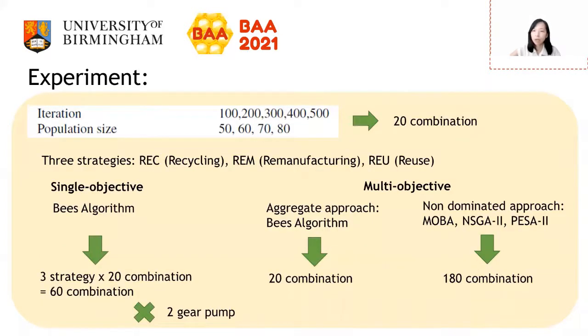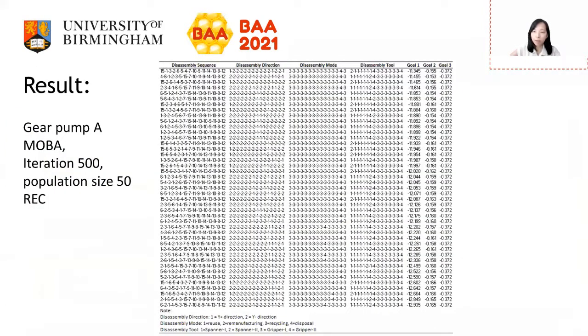This slide shows the experiment conducted for this study. There are 20 different combinations of iteration and population size. We have 3 strategies, and we use single objective and multi-objective approaches. There are enormous results, and we present one of them here for gear pump A using the multi-objective BIS algorithm, iteration 500, population size 50, and recycle strategy.